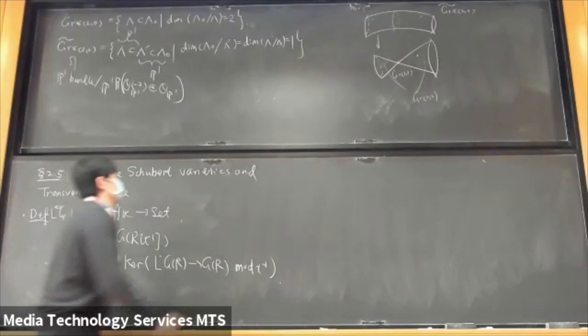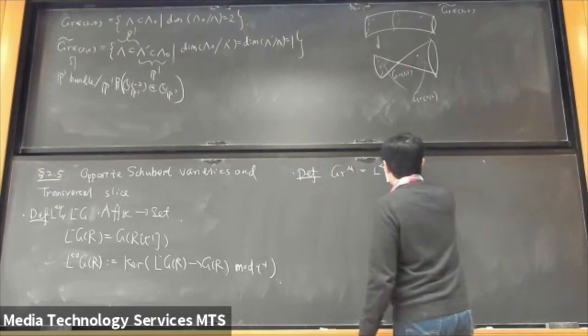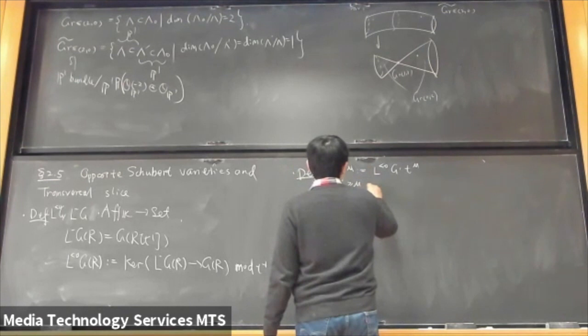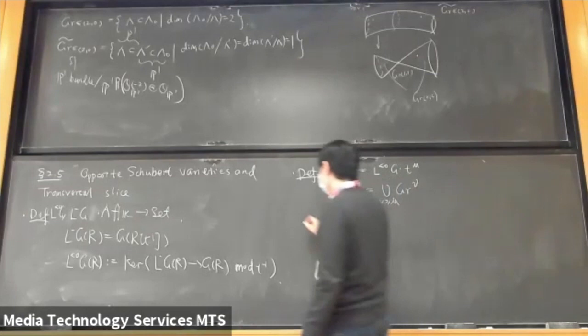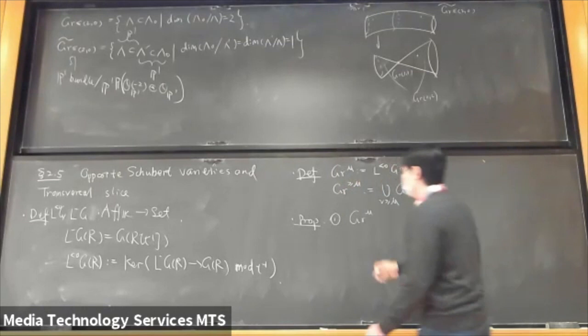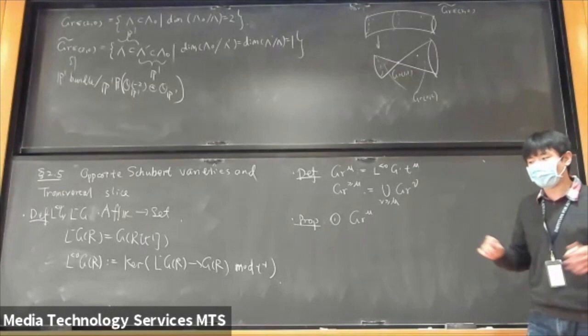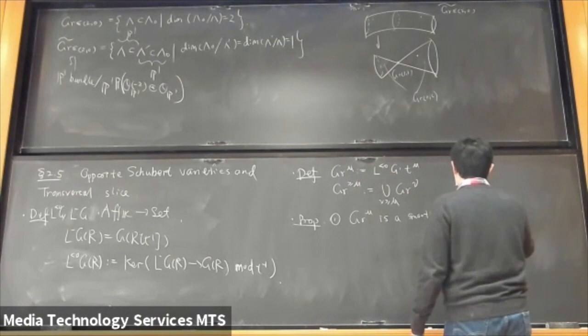Then the opposite Schubert cell, for upper mu, is defined to be L minus 0 G times t of mu. And Gr greater than or equal to mu is defined to be the union of all the Gr upper nu such that nu is greater than or equal to mu. So first of all, unlike the name suggests, this opposite Schubert cell or opposite Schubert variety are not real varieties because they are of infinite dimension. So this is a smooth projective variety in Gr G.